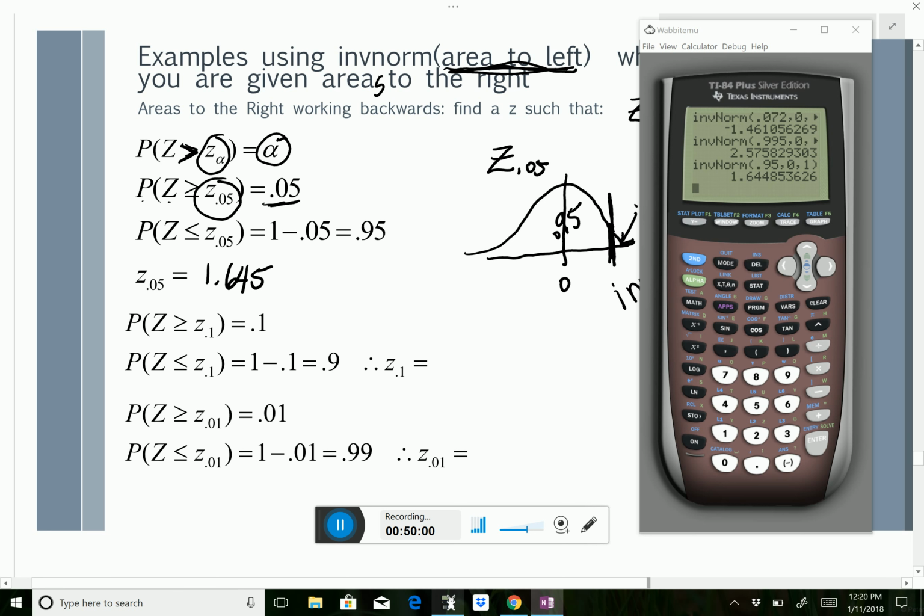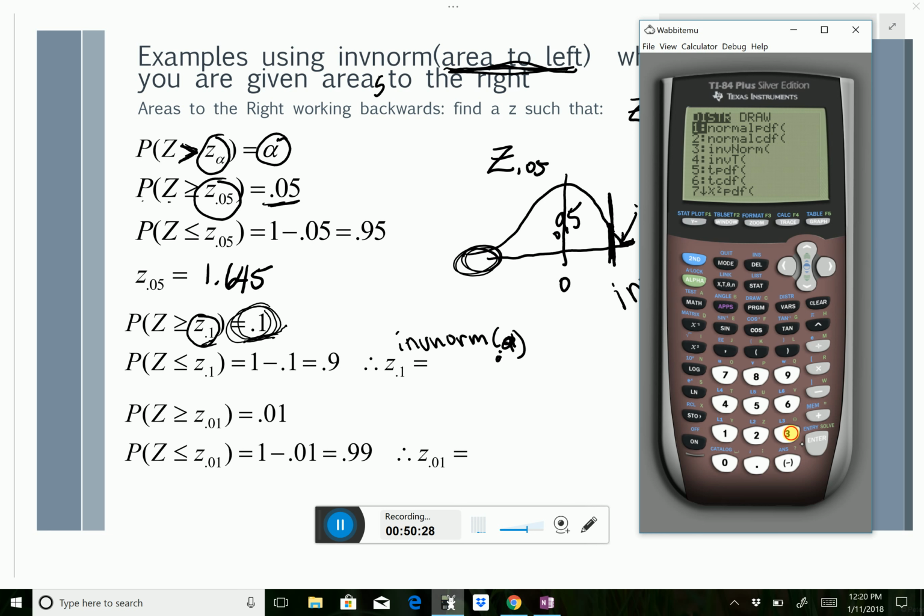And then now I want z sub 0.1. Same idea. This means the area to the right is 0.1. This is just a notation. Area to the right is 0.1. So I want to use inverse norm at 0.9. Oops. Not 0.1, because 0.1 is going to give me the negative of it over here. So I want inverse norm of 0.9. And that is 1.28. I think that's fine.